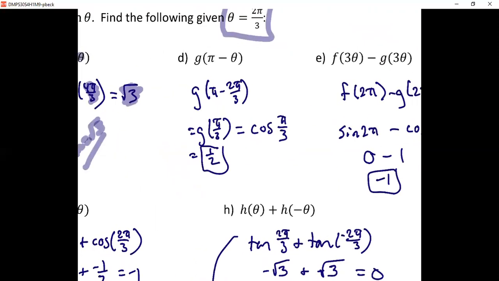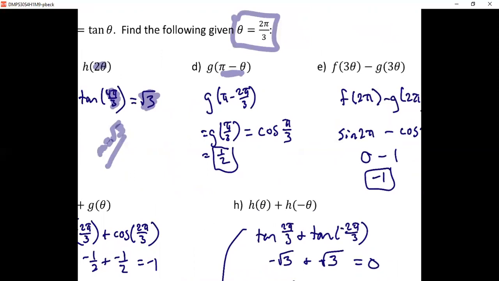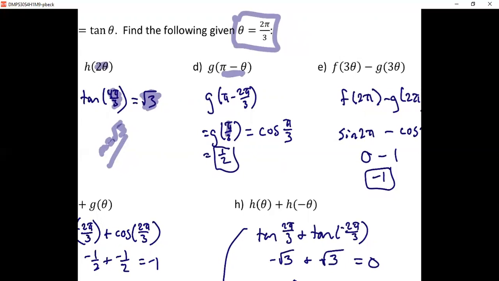For part D, pi minus theta, we could start using some of our rotational aspects here if we really wanted to and say, I know the cosine is negative 1/2 at 2 pi over 3. So we could use that rotation of pi and its reflection too. But if we use that, we can get the positive value 1/2, or we could do it numerically. Pi minus 2 pi over 3 is pi over 3, and the cosine there is 1/2.